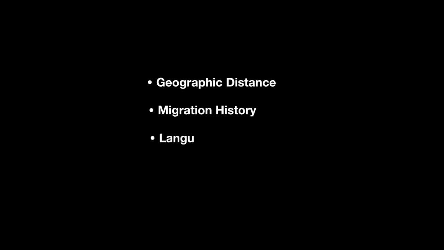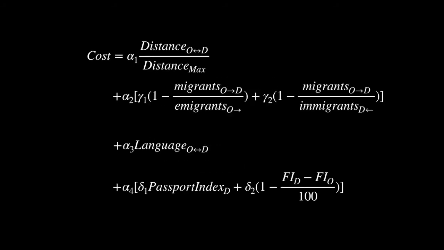The second question is, what is the cost of migration? Which varies based on the relationship between origination and the destination. The factors that we have chosen to incorporate are geographic distance, the migration history between the origination and the destination, whether they share a language, and a measure of openness to immigrants and political freedoms in destination, which we summarize as political barriers. At first, the political barrier is composed of the passport index and the freedom index.